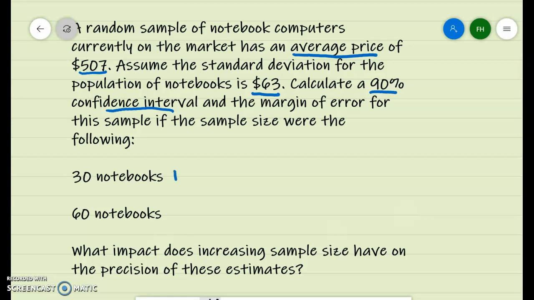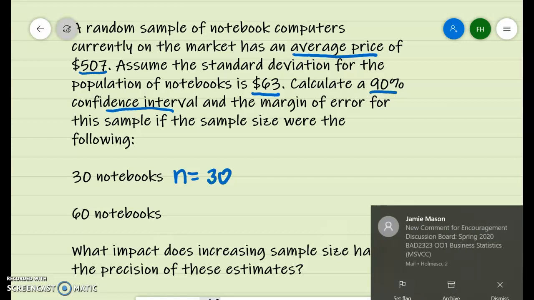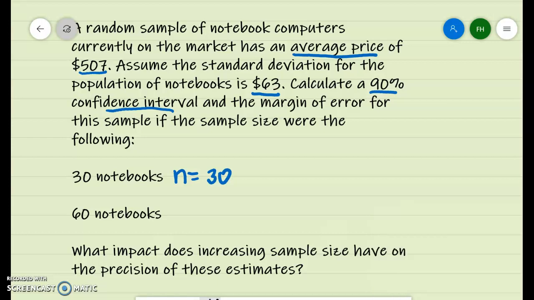So the first confidence interval we're going to do is with n equal to 30. And it's important to note that we do know the population standard deviation. So since we know that, we will be able to calculate the z-score.